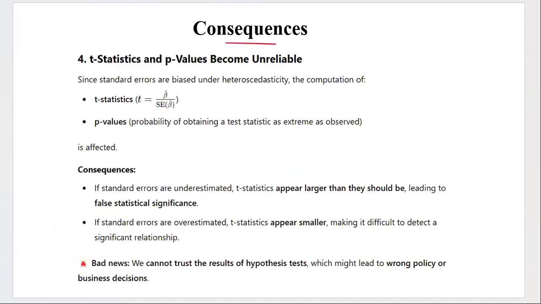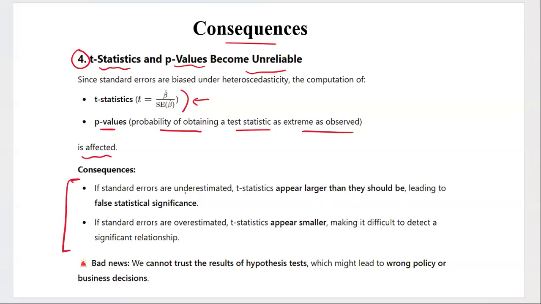The fourth consequence is also very obvious. As I have told you, the T statistic and the P values will become unreliable. T statistic is beta cap upon standard error of beta cap. If the standard error of beta cap is not properly calculated, the T statistic will also not be proper. Also, the P value, which is the probability of obtaining a test statistic as extreme as observed, will also get affected. And what could be the consequences of that?